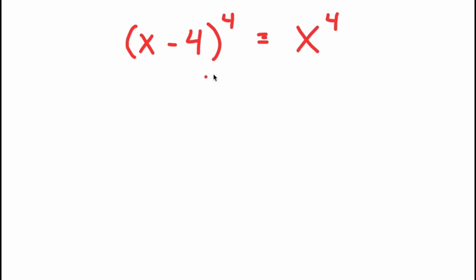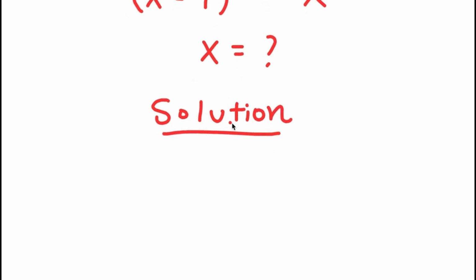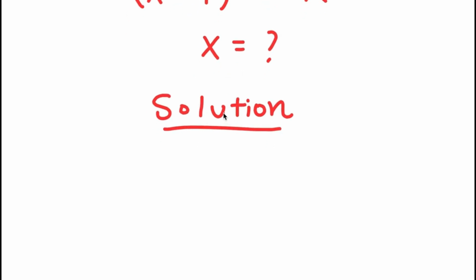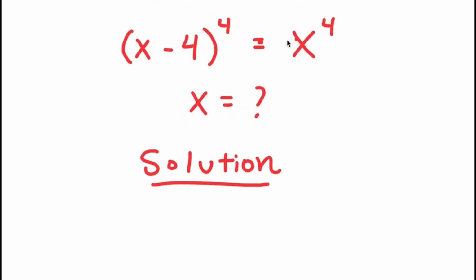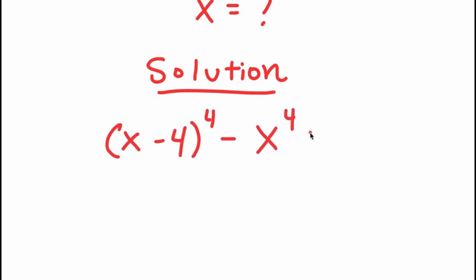So my only variable in this equation is x, so that's what I'm going to be solving for. And for my solution to this problem, what I'm first going to do is start by subtracting x to the power of 4 on both sides. So if I do that, I get (x minus 4) to the power of 4 minus x to the power of 4 is equal to 0.